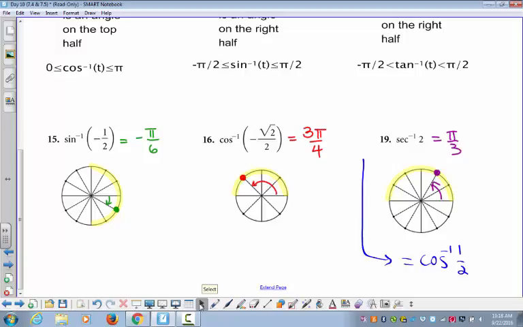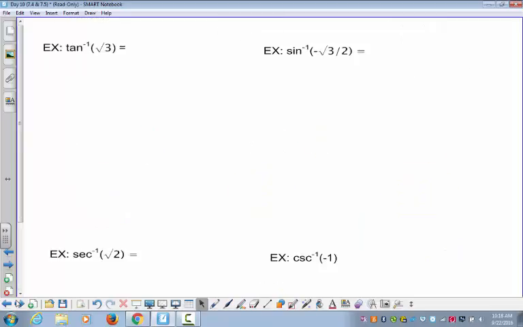Any question on any of those or this concept in general? Inverse trig functions are angles. That's what we need to do. All right, so you guys try that one. Try the top two.